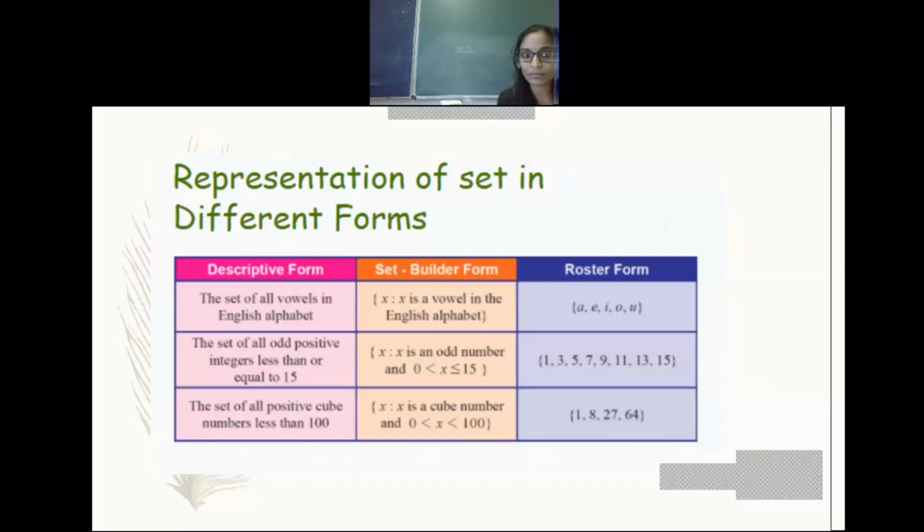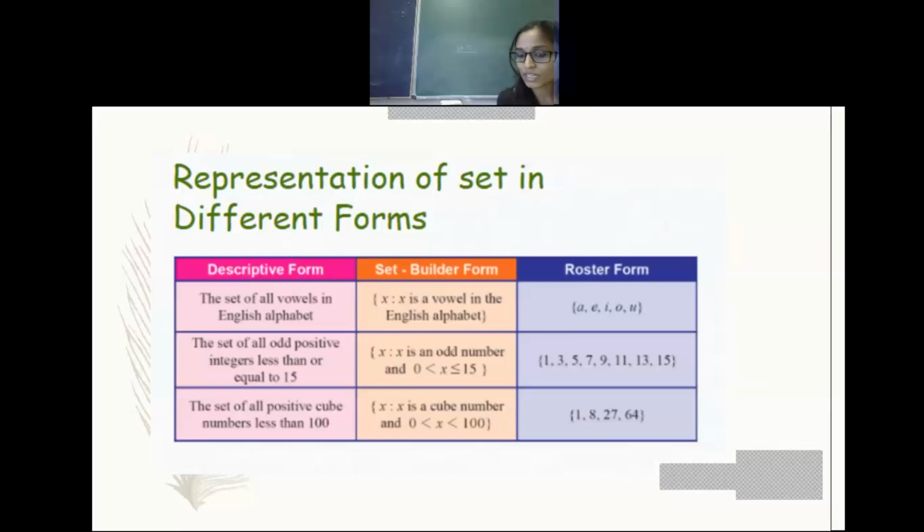The third example says the set of all positive cube numbers less than 100. If I have to write it in rule method, it will be x such that x is a cube number and the rule will be 0 less than x less than 100. Meaning the numbers ranging between 0 and 100 and it should be a cube number. All the elements satisfying these two properties can be written under this set.